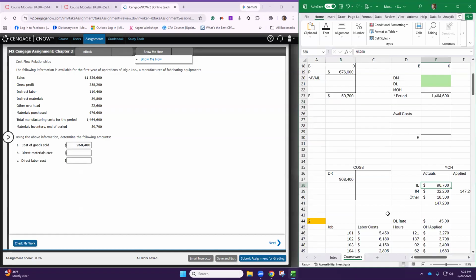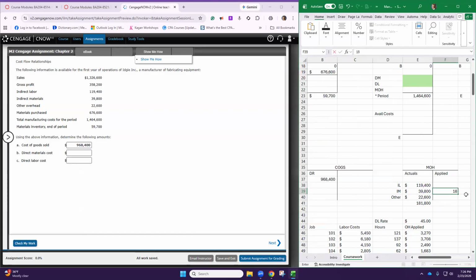Now we have overhead. Okay, so now I'm going to put in the overhead. So indirect labor is 119,400. And indirect materials, which is what IM is, 39,800. Other overhead. So here is our total overhead actuals. Okay, and then applied. Okay, so I believe we're going to make this go down by the amount that's there, and then it's going to come in here. Okay, so we know what overhead is.